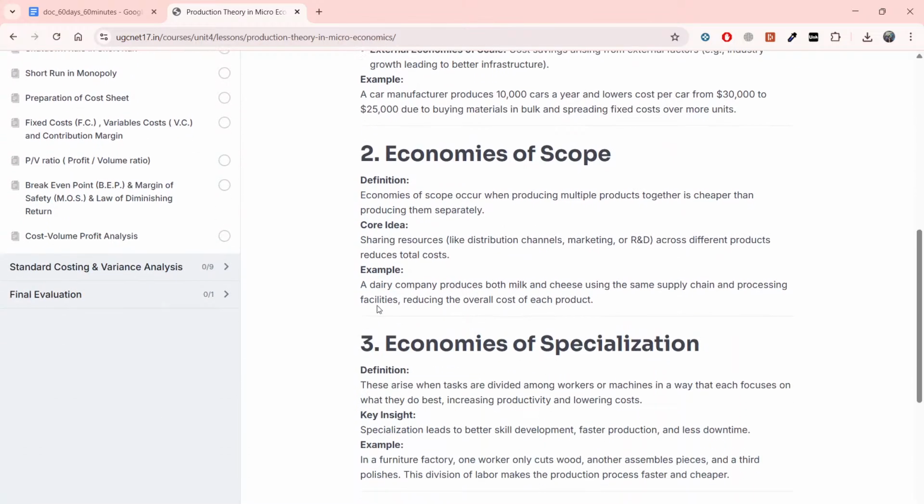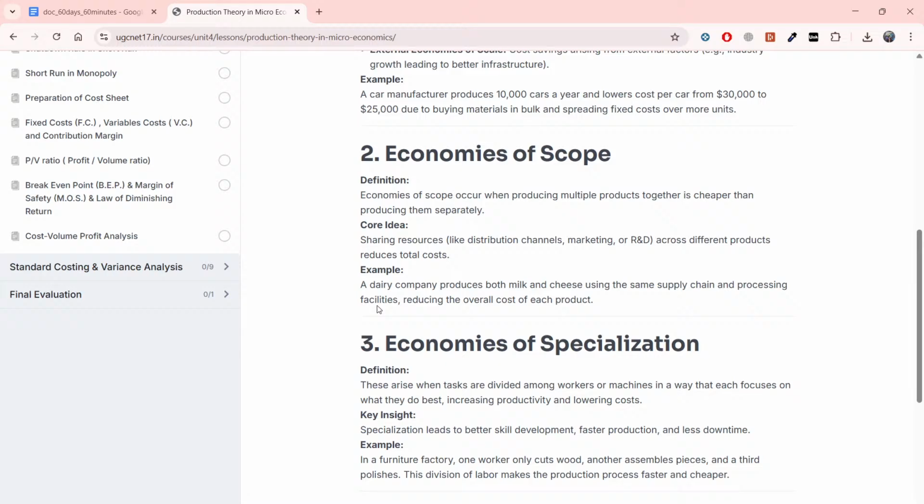What is economies of scope? Economies of scope occur when producing multiple products together is cheaper than producing them separately, sharing resources like distribution channels, marketing, or R&D across different products. A dairy company produces both milk and cheese using the same supply chain and processing facilities, reducing the overall cost of each product.